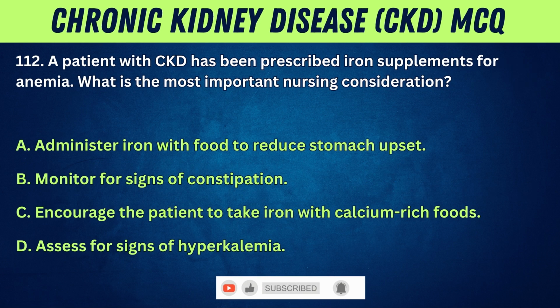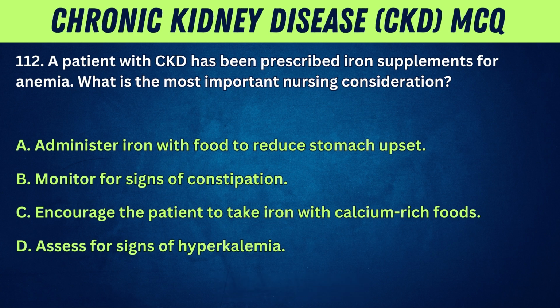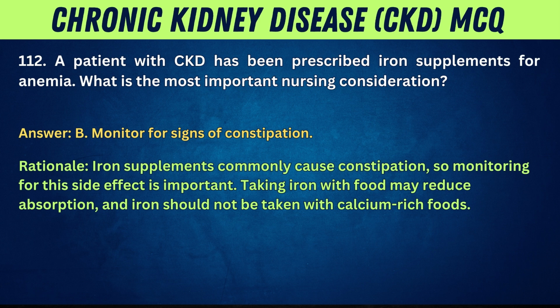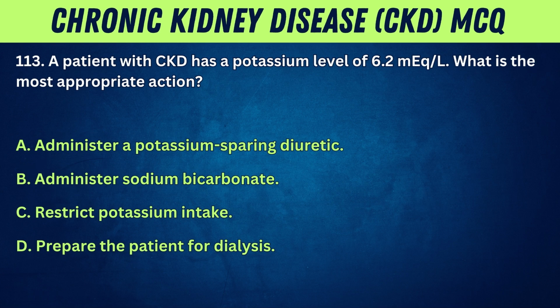112. A patient with CKD has been prescribed iron supplements for anemia. What is the most important nursing consideration? A. Administer iron with food to reduce stomach upset. B. Monitor for signs of constipation. C. Encourage the patient to take iron with calcium-rich foods. D. Assess for signs of hyperkalemia. Answer: B. Monitor for signs of constipation. Rationale: iron supplements commonly cause constipation, so monitoring for this side effect is important. Taking iron with food may reduce absorption, and iron should not be taken with calcium-rich foods.